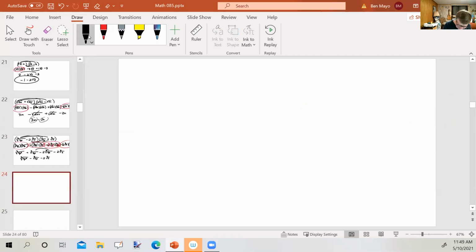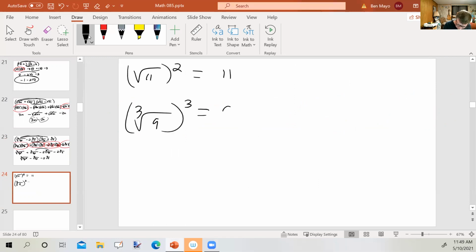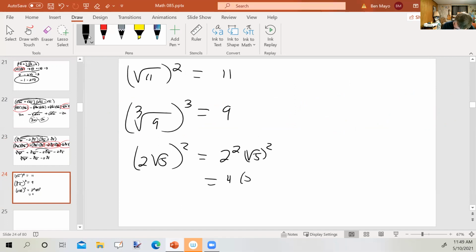What about the square root of 11 squared? Well, that would just be 11. What about the cube root of 9 cubed? That would be 9. But what about 2 square roots of 5, squared? That wouldn't be 2 times 5. That would be 2 squared times the square root of 5 squared, which would be 4 times 5, or 20, because that outside exponent gets attached to each factor, to the 2 and to the square root of 5. So be careful with that.